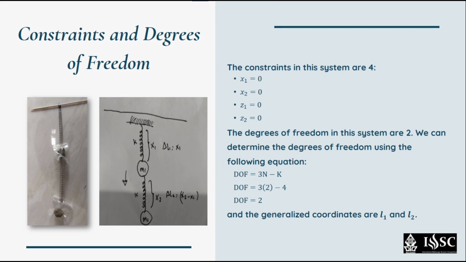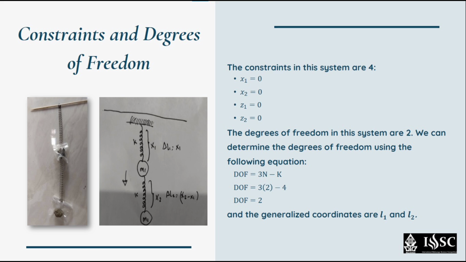Constraints and degrees of freedom. The constraints in the system are 4. Point 1: x1 equals 0. Point 2: x2 equals 0. Point 3: z1 equals 0. Point 4: z2 equals 0. The degrees of freedom in the system are 2.